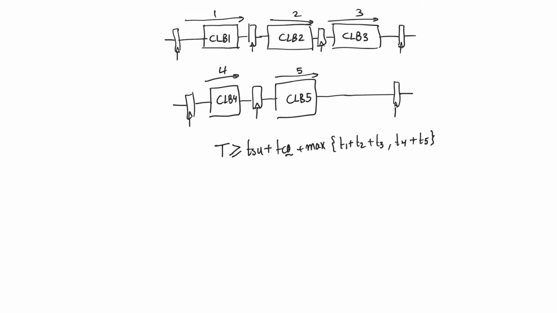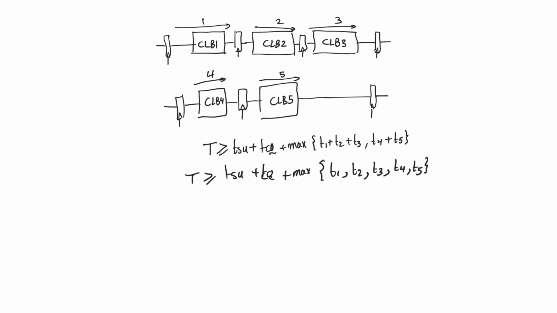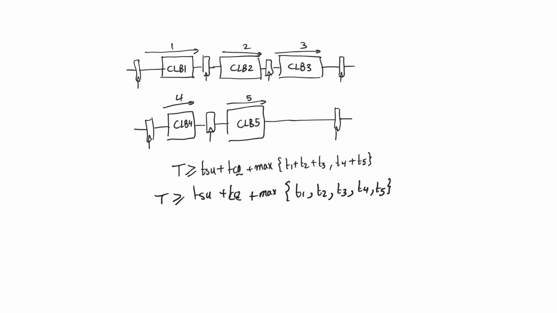And so, therefore, the operating frequency or the clock period will be greater than or equal to T setup plus TCQ plus the maximum of not T1 plus T2 plus T3, but T1 or T2 or T3 or T4 or T5. So we have now broken the path above into shorter paths. Will this make this circuit faster? It will absolutely make it faster. It is certain that this will make it faster. How much faster depends on the initial delays and how we did the pipelining.